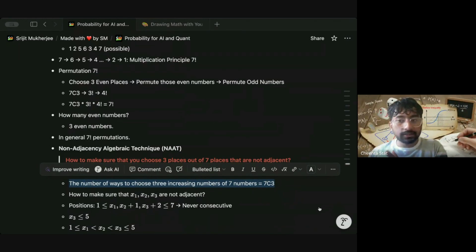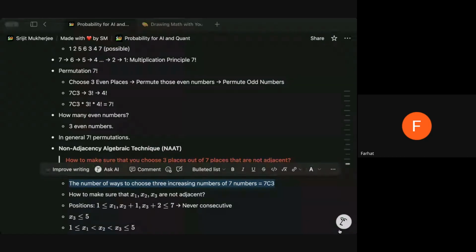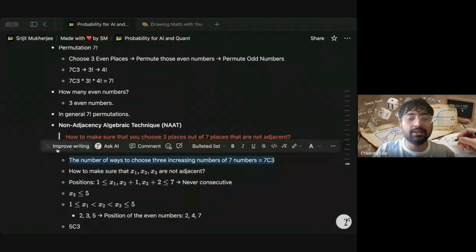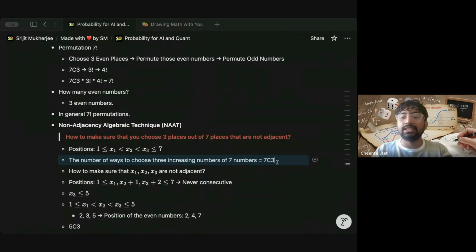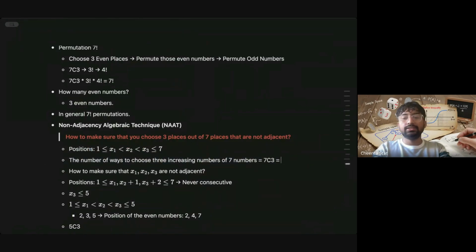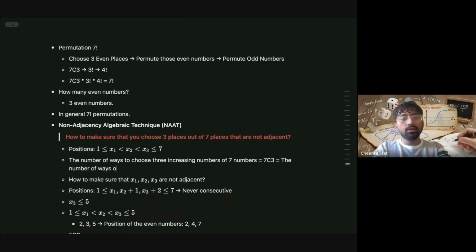Make sense, guys? Bharat, make sense? This is very important. That's why I wrote this. The number of ways to choose 3 increasing numbers is the same as the number of ways to choose any 3 numbers of 7 numbers.